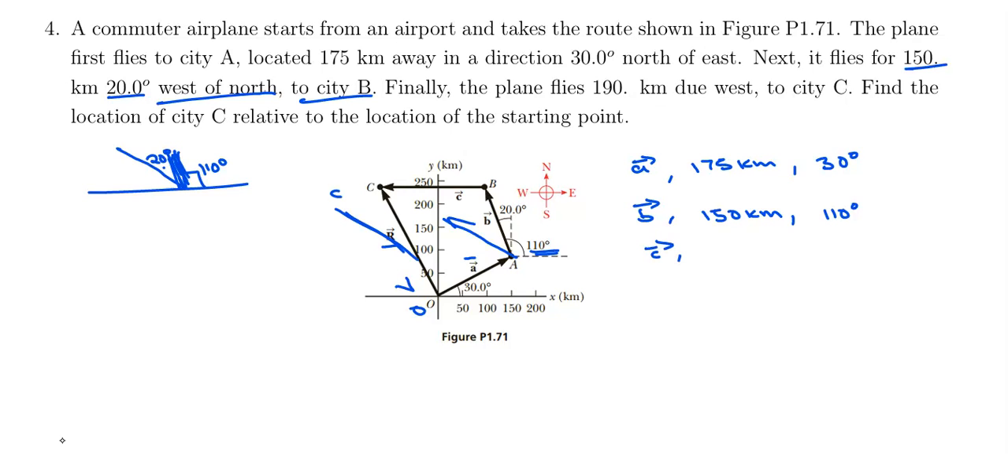Vector C is 190 kilometers. Now the angle is due west. These are the terminologies I explained in the video lesson, so if you missed that video, please check it out. When you hear due east, the direction is 0 degrees. Now due west, it is 180 degrees.